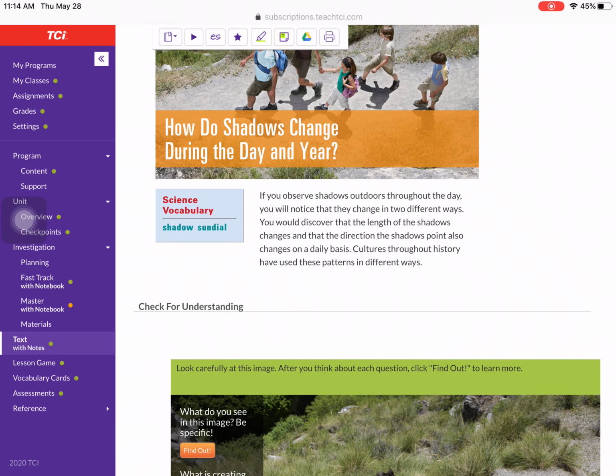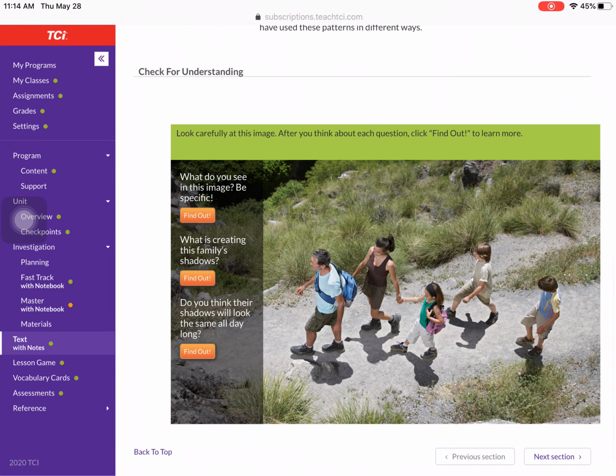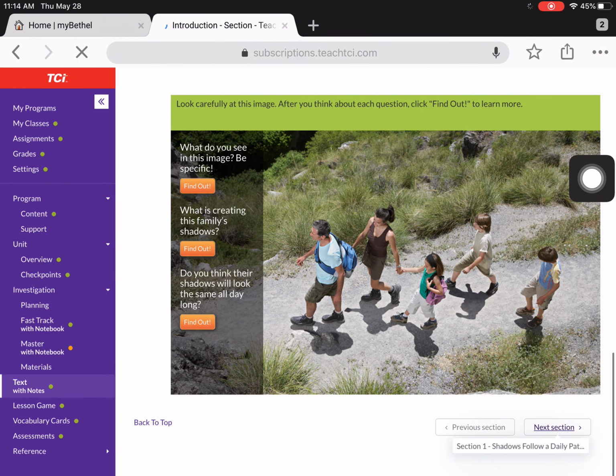Cultures throughout history have used these patterns in different ways. Here is a little check your understanding activity. Notice how the shadows for everybody is on the left side of them, right? Anytime the shadows are on one side, that means the sun is on the opposite side. So we're going to go to page 307.